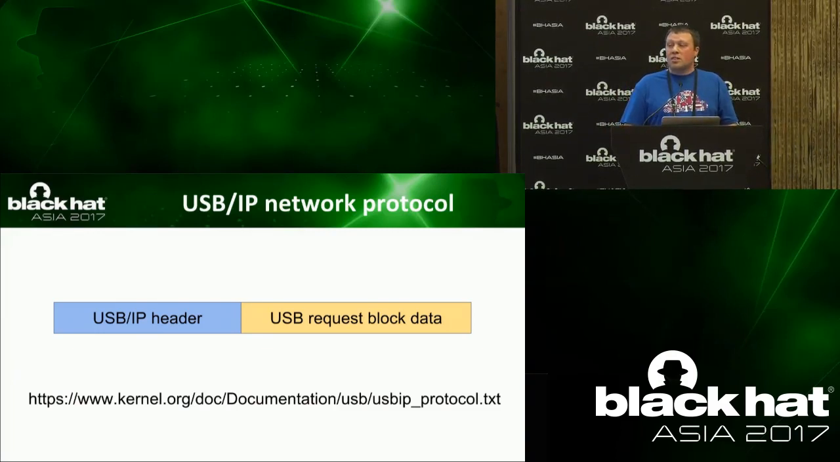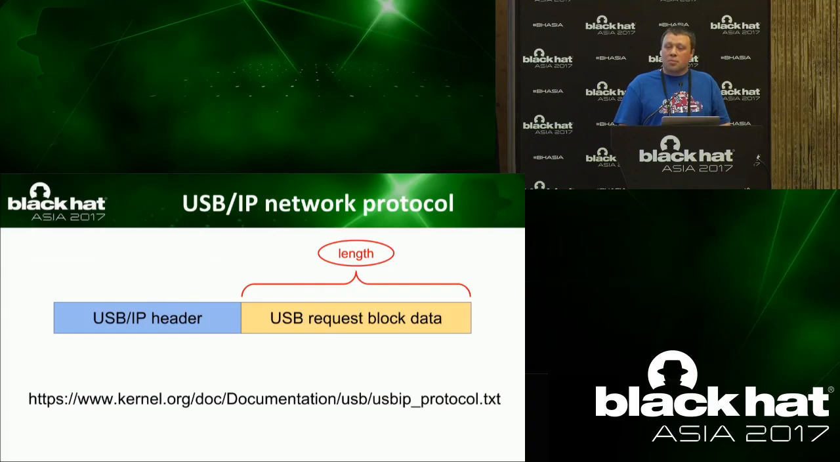It's very simple. It's a message-based protocol on top of a plain TCP connection. As with most protocols, it has a header section and a data section. The data section contains the URB data, this USB request block data, which is being forwarded. Obviously, it has some length, and like most protocols, this length is a field in the header. So easy. If you want to see additional information, here is a link to the protocol description. It's part of the official kernel documentation.